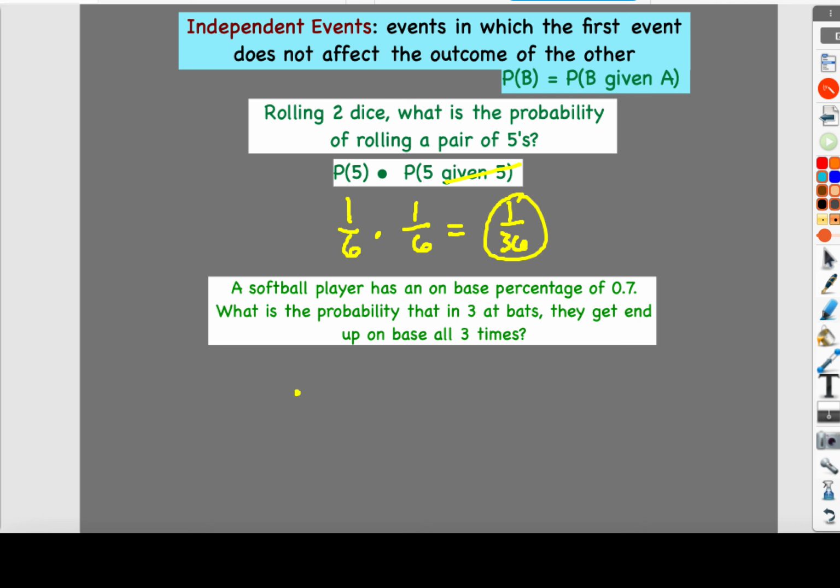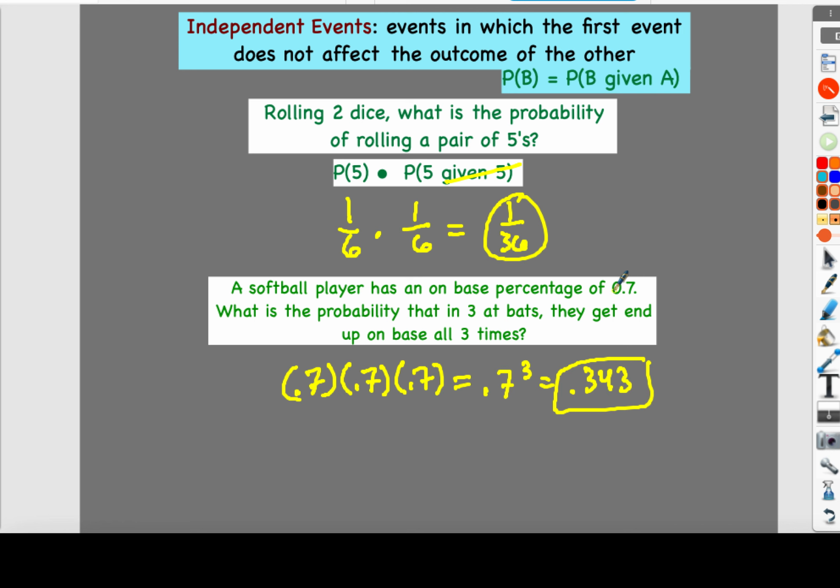Well, it's going to be 0.7 for the first at bat, and again 0.7 in the second at bat, 0.7 in the third. If those at bats don't affect one another, there's a 70% chance each time, and basically 0.7 to the third power, or 0.343 would be our probability of success, or probability of getting on base 3 times.